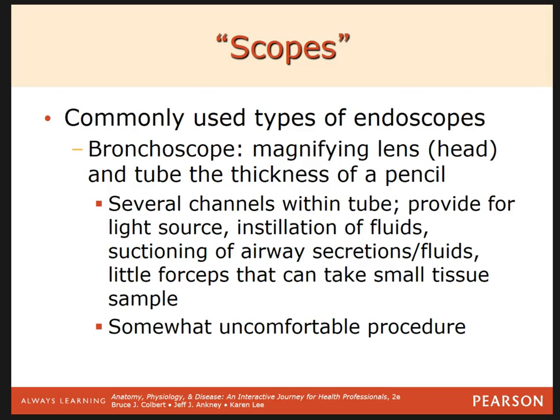A bronchoscope has a magnifying lens and a tube about the thickness of a pencil, and it goes down into your bronchioles. Several channels within the tube provide for a light source, installation of fluids, suctioning of the airway secretions and fluids, and also little forceps in case it needs to take a small tissue sample. It can be an uncomfortable procedure, and generally they will give the patient some medication to help with that discomfort.